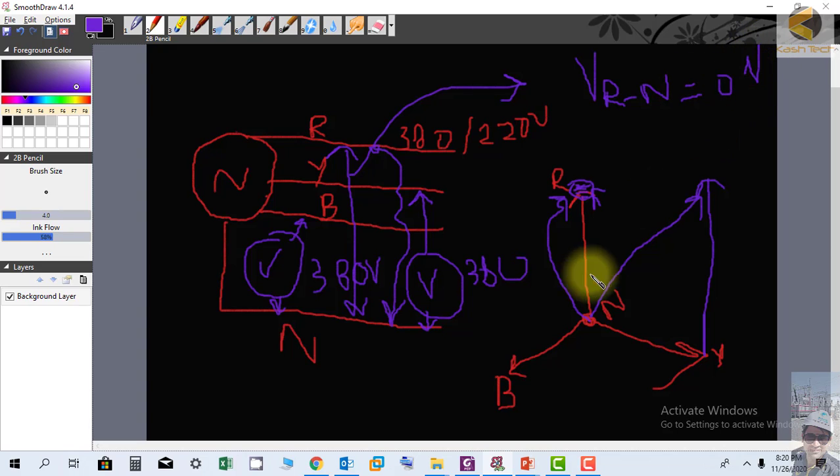So this is a very nice example that I have told you, of the concept of neutral voltage, the concept of phase to ground voltages, and what will happen if the neutral voltage shifts. So this is a very nice example.